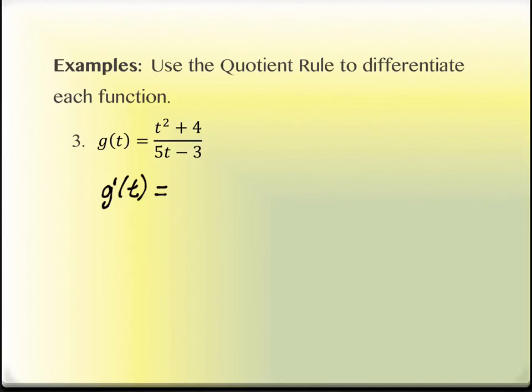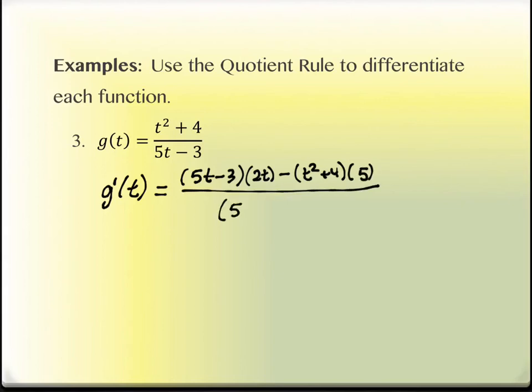And we start with what? The bottom. And we rewrite it. 5t minus 3. And then what? The derivative of the top, which is 2t. Minus, and what's the top? T squared. Yeah, that's what comes next, t squared plus 4. And then times the derivative of the bottom, which is just a 5. And we divide by the denominator squared.